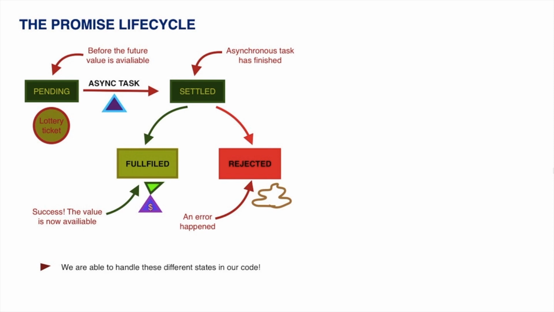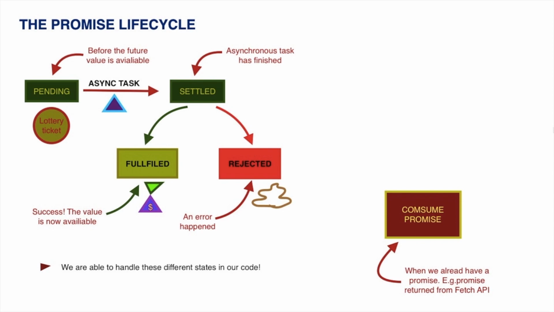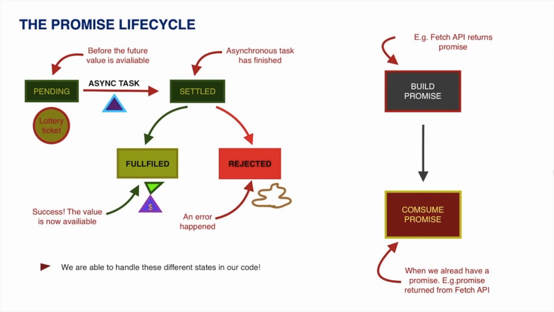Now these different states that I showed here are relevant and useful when we use a promise to get a result, which is called to consume a promise. So we consume a promise when we already have a promise, for example, the promise that was returned from the fetch function. But in order for a promise to exist in the first place, it must first be built, so it must be created. In the case of the fetch API, it's the fetch function that builds the promise and returns it for us to consume. So in this case, we don't have to build the promise ourselves in order to consume it.